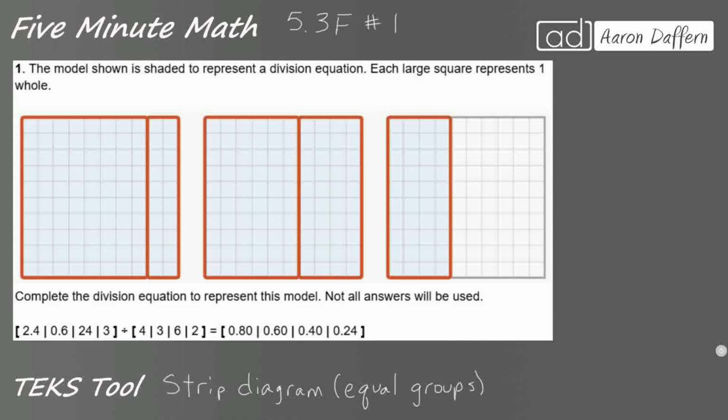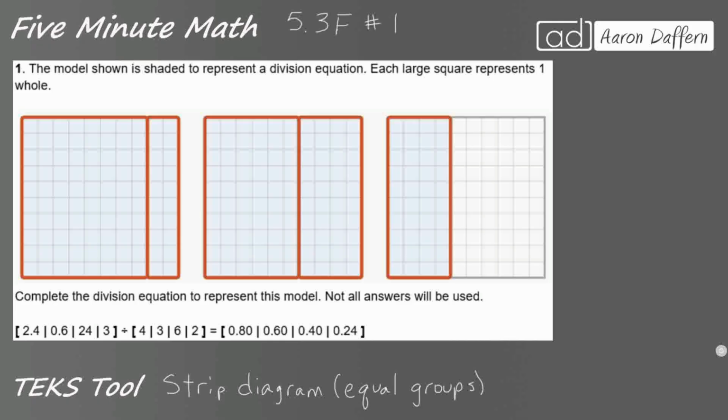We are working with equal groups with a problem related to TEKS 5.3f, and we will solve it in 5 minutes or less. If you haven't done so already, please go ahead and take a moment to pause the video, work this problem out on your own, unpause it, and we will look at our answers together.